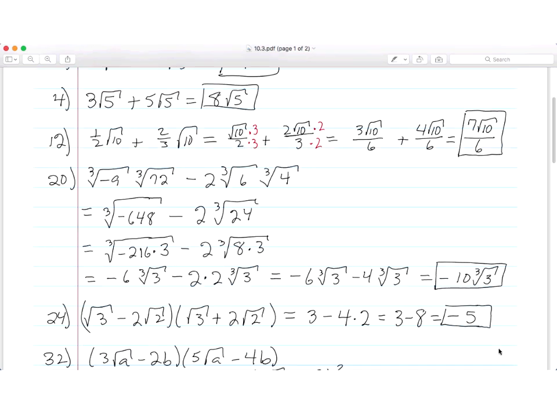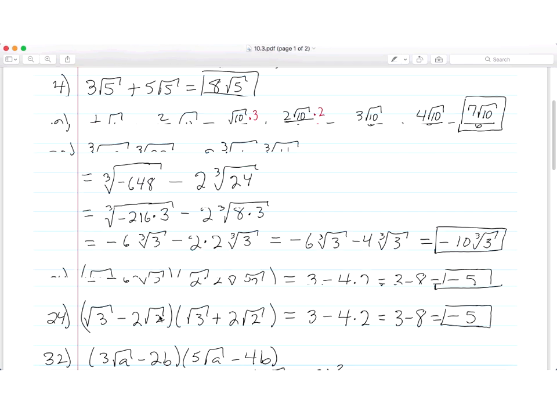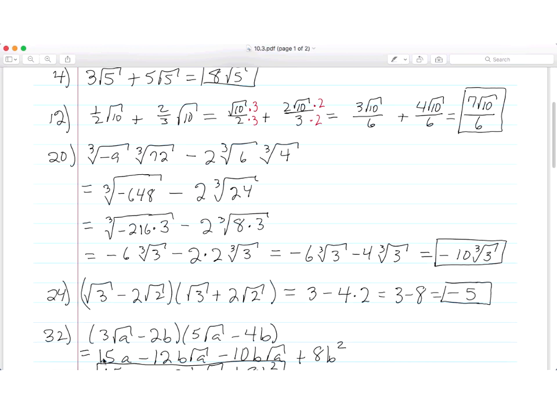Let me do problem number 32. 3 rad A minus 2B times the quantity 5 rad A minus 4B. So let us multiply this out using the distributive property. So let's multiply. 3 times 5 is 15. The square root of A times the square root of A is A. 3 rad, well, positive times negative is negative. 3 times 4 is 12. Rad A times B is B rad A.